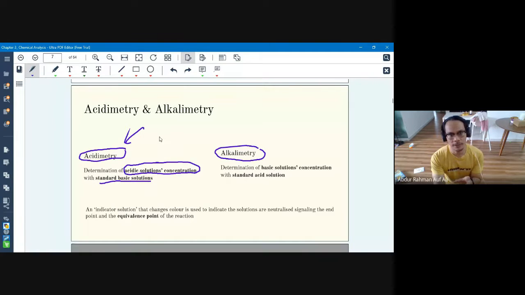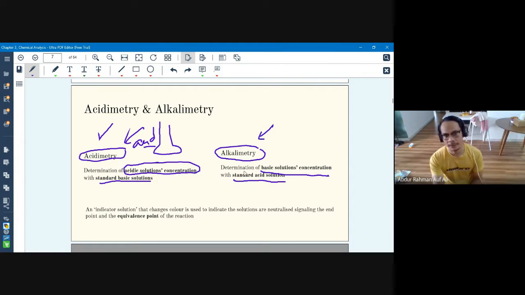Okay, so katakanlah you have a solution here. This is a conical flask and this is acid. Kamu tak tahu concentration dia. So kamu titrate dia dengan a basic solution. That means you are performing acidimetry. Alkalimetry is the other way around. Kalau kamu titrate a basic solution using a acid standard solution, that means you are performing alkalimetry.